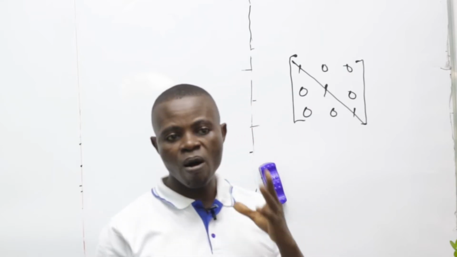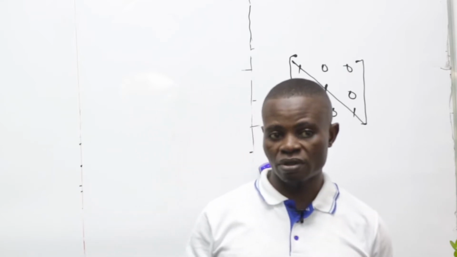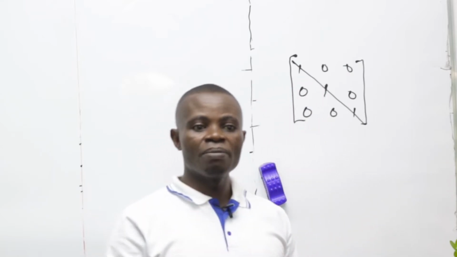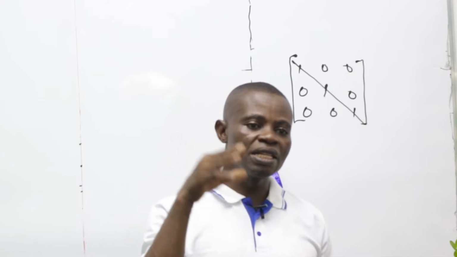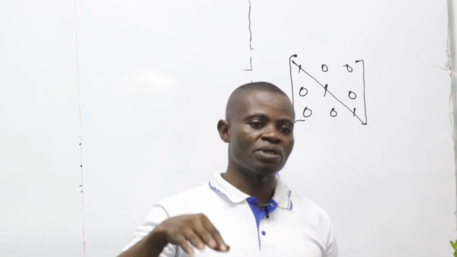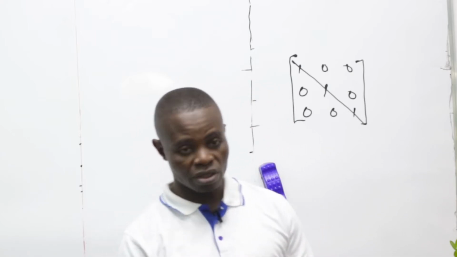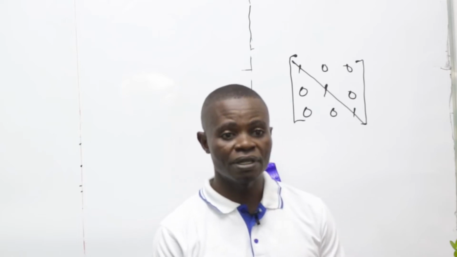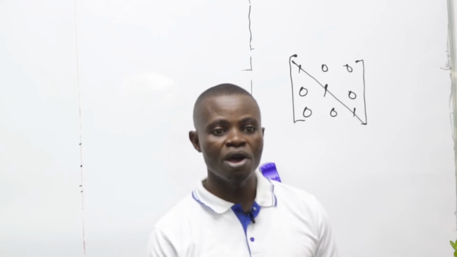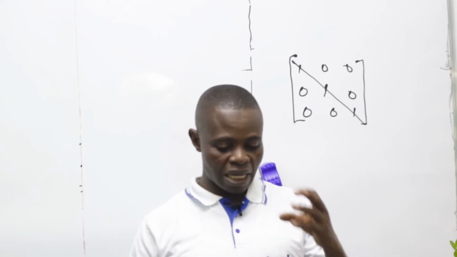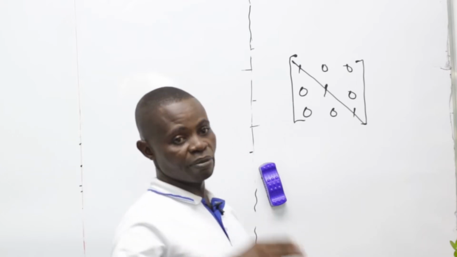Once again, recall that a unit matrix is what? A diagonal matrix in which the leading diagonal, or the leading principal diagonal, are all what? Unity. That is the only thing that can make a matrix become a unit matrix. Otherwise, it can never be called a unit matrix.